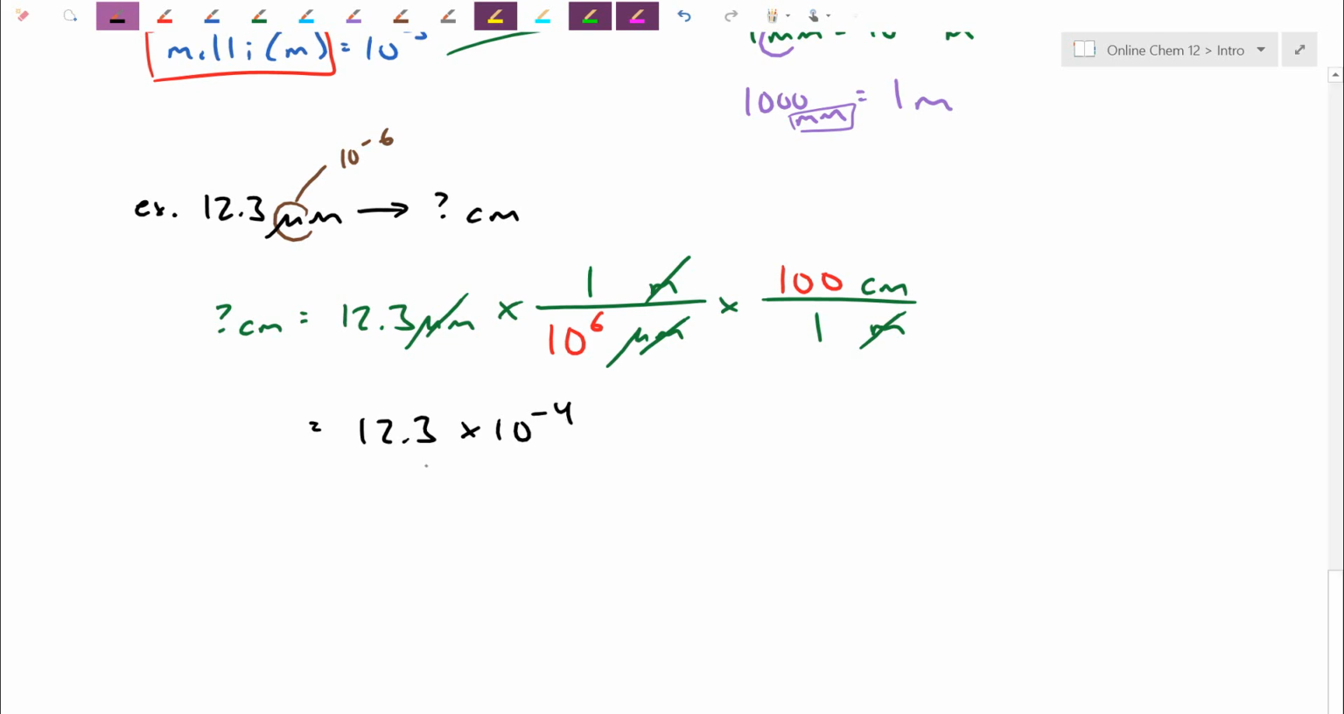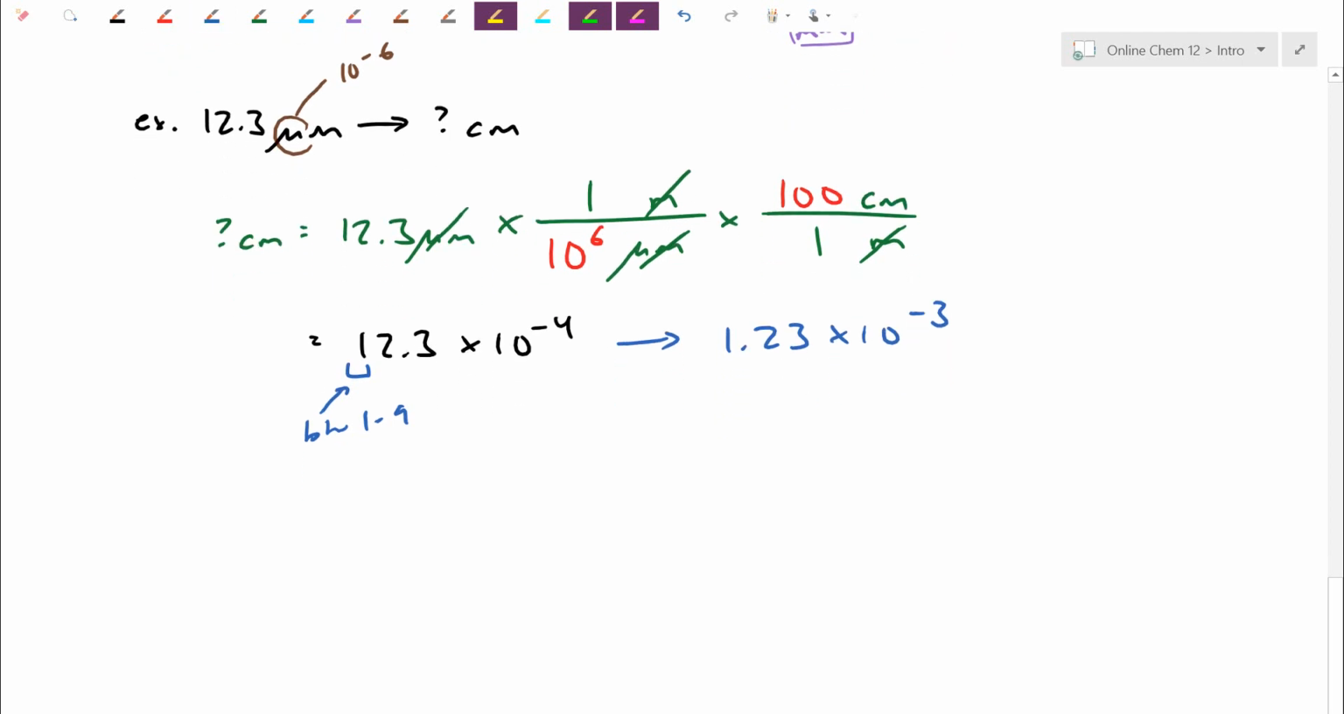That's not quite proper scientific notation. Scientific notation should have the first digit between 1 and 9. So if I move the decimal place over a little bit, 1.23 times 10 to the negative 3, numerically that value is the same, and now we have it in scientific notation. Really useful for writing really big numbers and really small numbers. Sometimes they even call this exponential notation.